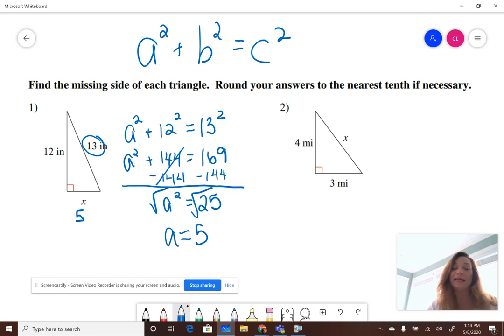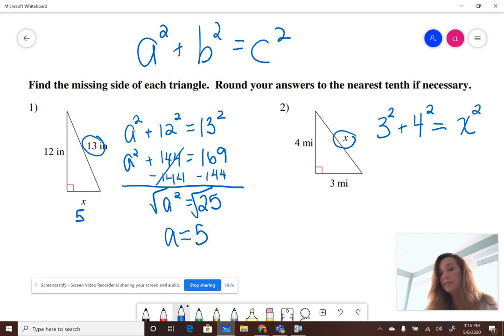So does 5 make sense? Well, we could plug the 5 back in and see if it works. But as far as just making sense, it does make sense because it's smaller than the 13. If I had gotten a number that was not smaller than the 13, the hypotenuse, something would have been wrong. Okay. So now in this case, I'm missing the hypotenuse and I have 2 legs. So again, leg squared plus leg squared equals hypotenuse squared. And you can use the c or the x, it's fine either way.